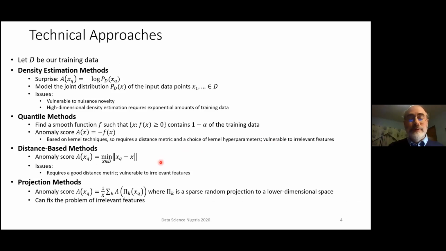Even simpler than those first two is the most basic method, distance-based methods. We just ask, given a data point xq, what is the distance to its nearest neighbor, or maybe to its k nearest neighbors? The farther away the data point is from its nearest neighbors, the more likely it is to be an outlier. That's almost the definition of outlier. This requires a good distance metric, which will be a challenge for us in deep learning, and it still could be vulnerable to irrelevant dimensions. And then the final approach are projection methods.